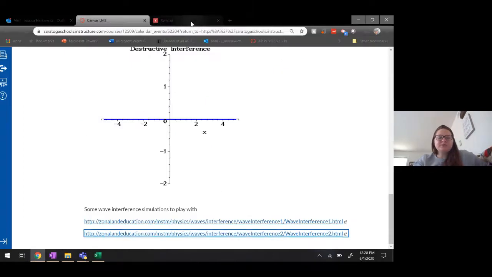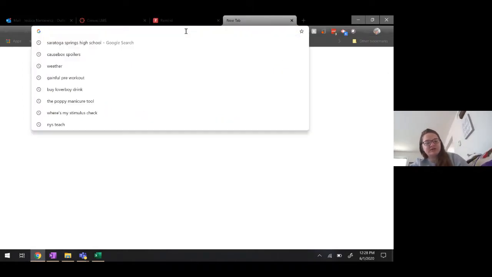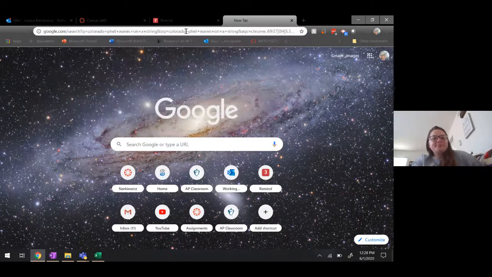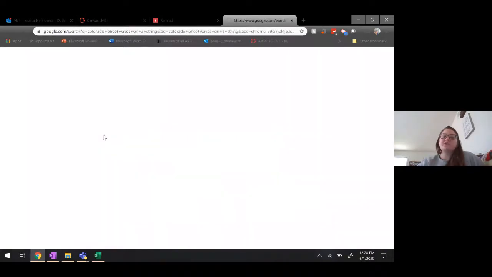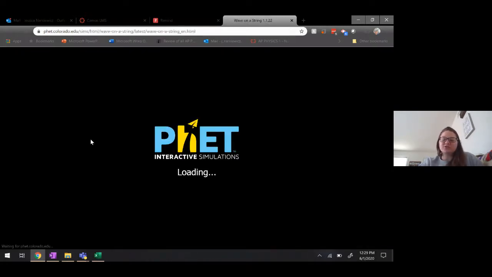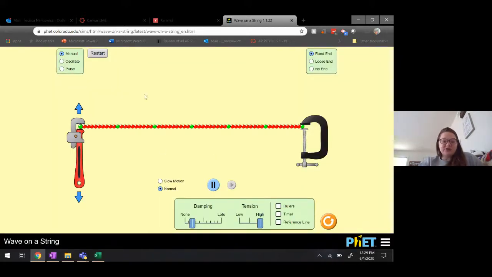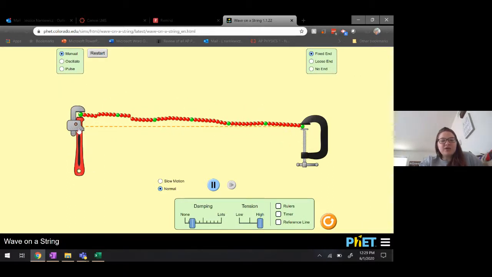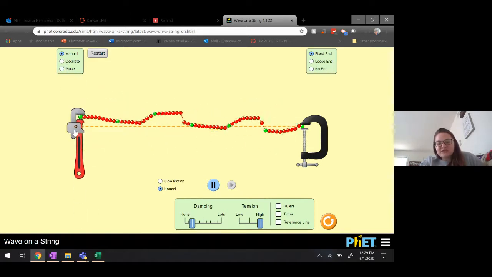A fun simulation you can use if you just want to explore more and play more with waves is the waves on a string simulation from PhET Colorado. Make sure you're using the HTML5 version. So you can either create manual waves, okay? And you'll notice that the amplitude sort of decreased as time went on. That's because of this damping function here. Okay? So we're essentially losing energy because of damping.